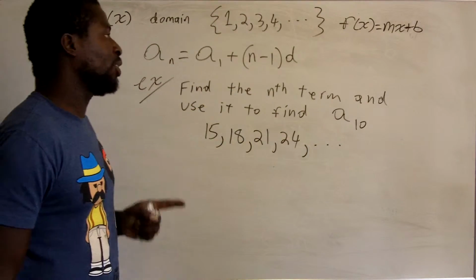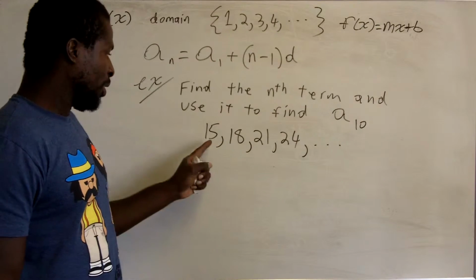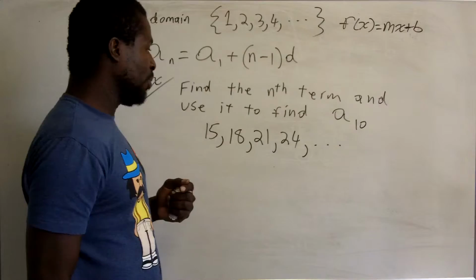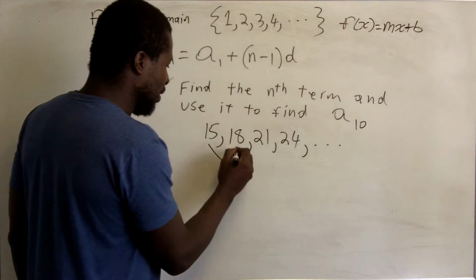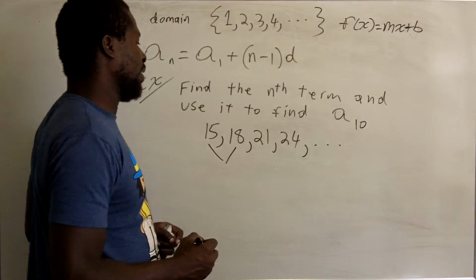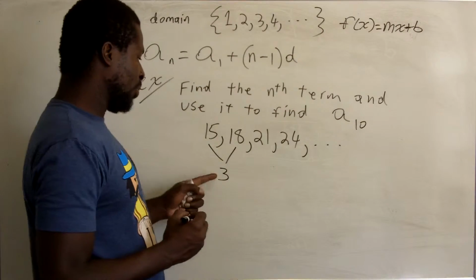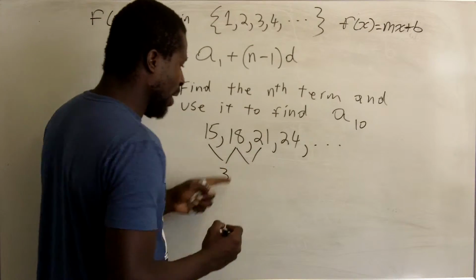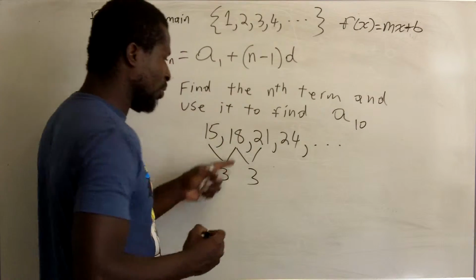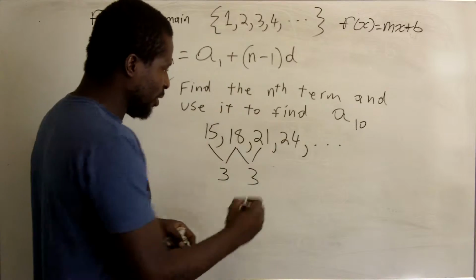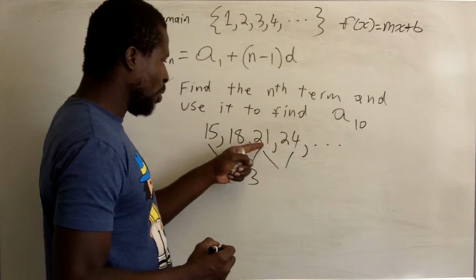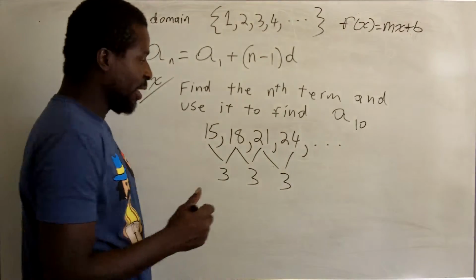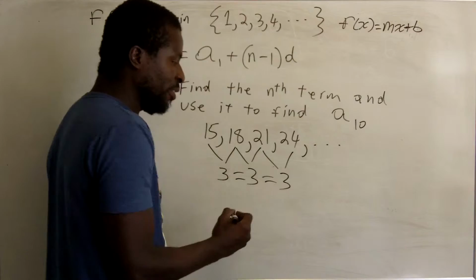The first thing you want to make sure is that there is a common difference, but that means that the difference between the consecutive functional values has to be the exact same. So you check this difference, 18 minus 15. 18 minus 15 is 3. So there's the difference between the first two. Then you check this difference, 21 minus 18 is also 3. So those two have the same difference. So you check this difference. That difference, 24 minus 21, is also 3. So all of these consecutive terms, each pair of consecutive terms, has an equal difference.